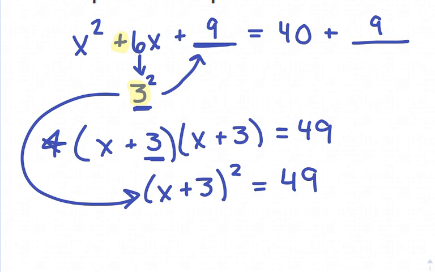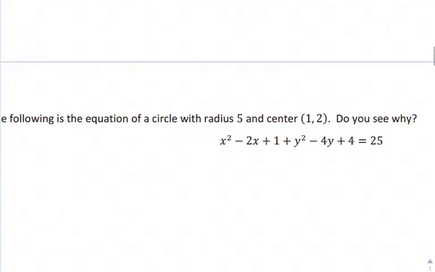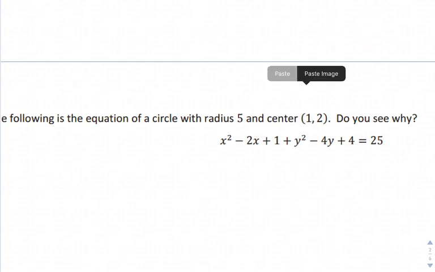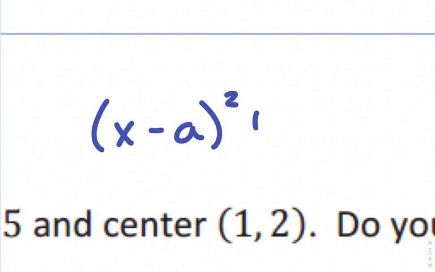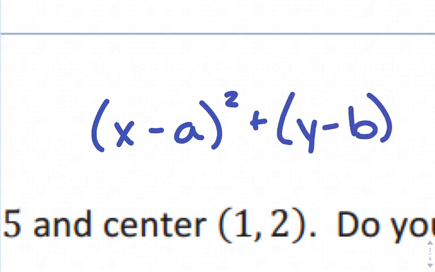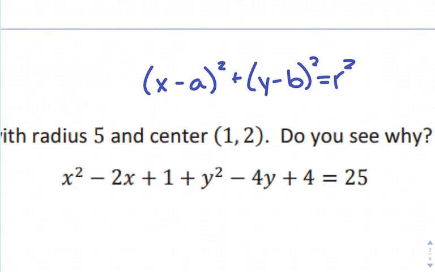Going on to the next page, it says the following is the equation of a circle with a radius of 5 and a center of 1, 2. Do you see why? If I look at my equation of a circle, remember it's x minus a squared plus y minus b squared equals r squared. So this clearly is not in that form because I don't see any parentheses with squares. So what I have to do is get it to that form.